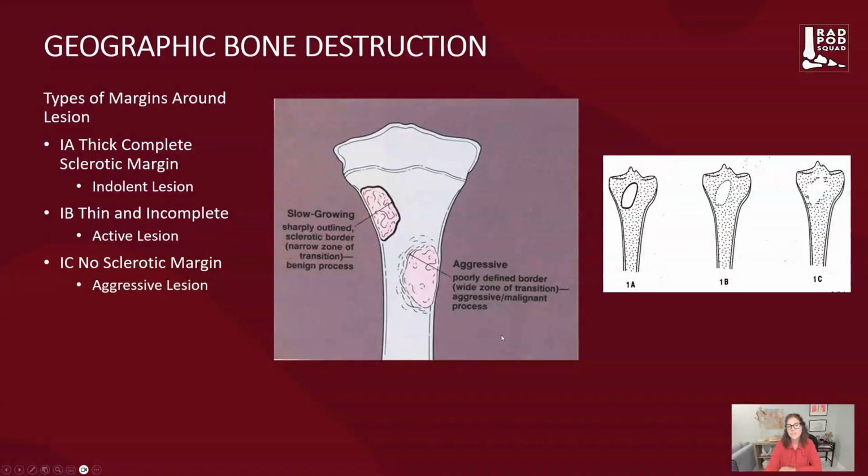Further evaluating geographic bone destruction, we can see that they're given different gradings, 1A, 1B, and 1C, based on the degree of completion of the sclerotic margin, 1A being complete, down to 1C being there is no perceptible margin, and 1B in between where we may see portions of the margin. And of course, the sclerotic margin indicates it might be slow growing. The less margin you see may indicate that there's a wider zone of transition and it's more aggressive. So that's the meaning of the geographic border and its loss.